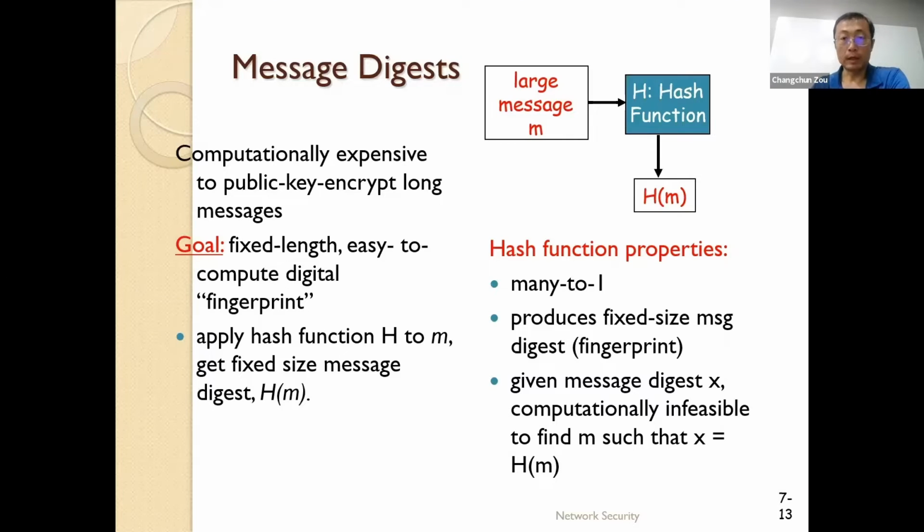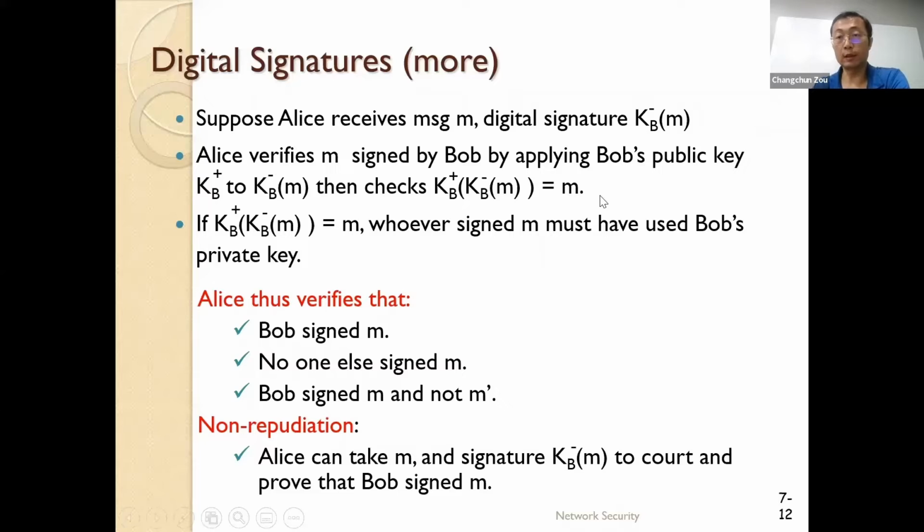However, in the real world, digital signature is not computed this way, because here we encrypt the message entirely with KB minus. However, this public key cryptography is very, very computationally expensive. I will explain the basic principle to show why it is so expensive to compute this encryption.